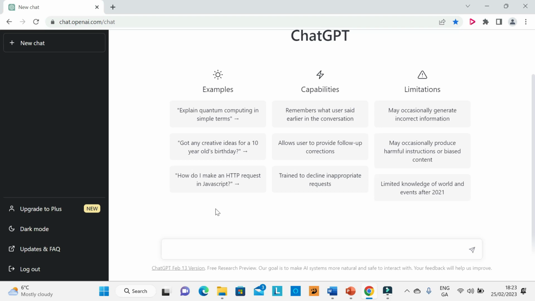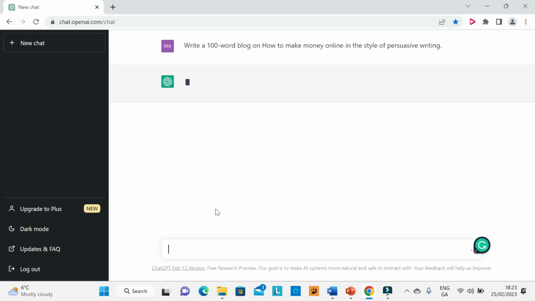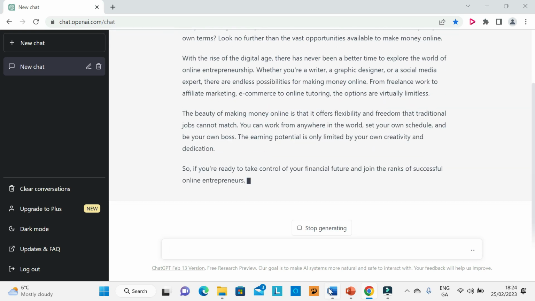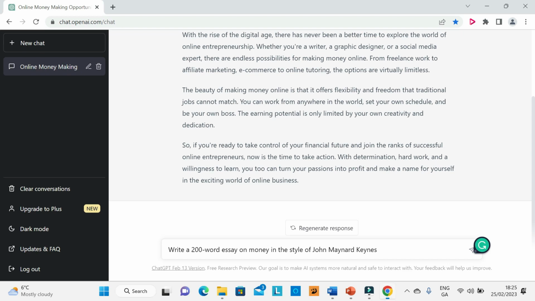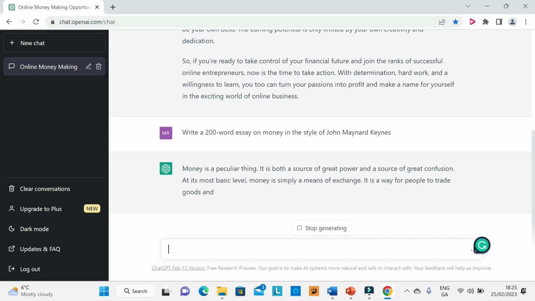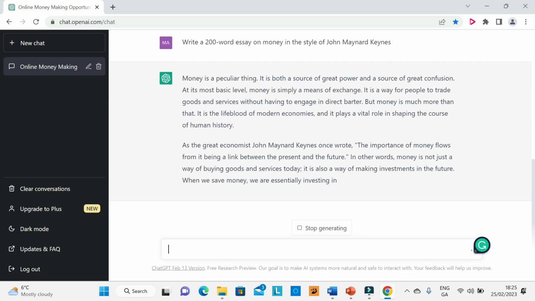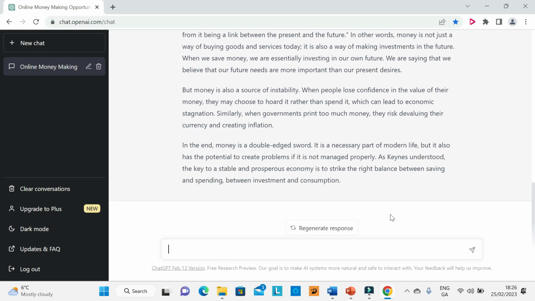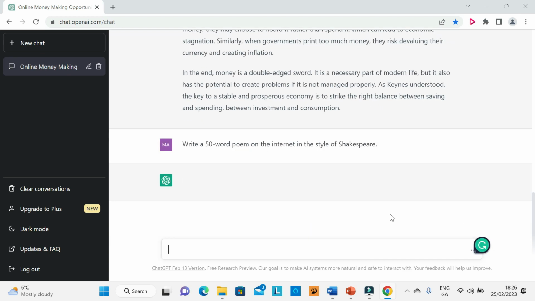So the first one that I will do. Write a 100-word blog on how to make money online in the style of persuasive writing. Next. Write a 200-word essay on money in the style of John Maynard Keynes. Next. Write a 50-word poem on the internet in the style of Shakespeare.